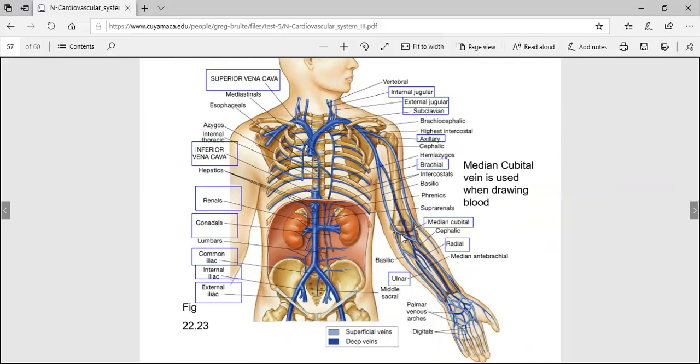There's that median cubital. You can see it really nice. You can see the brachial really nice. You can see the basilic really nice. And the cephalic. Got renal veins also.